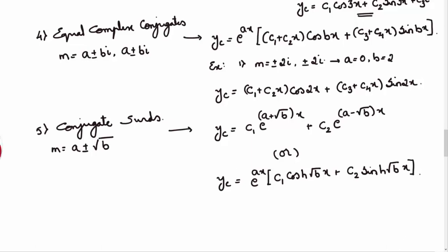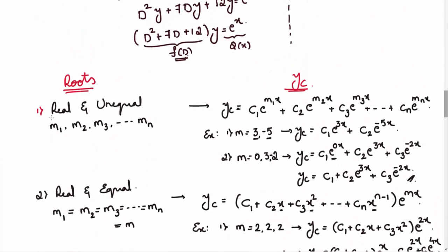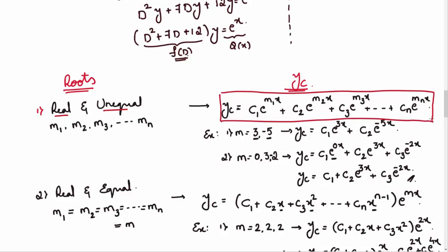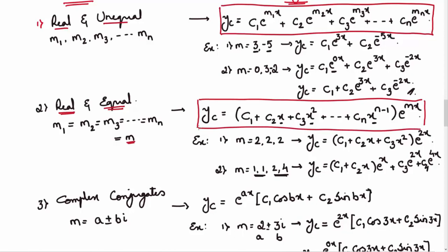Now we have discussed the first method. What is the first method? If the roots are real and unequal, then the value of yc is given by c1 e to the power m1x plus c2 e to the power m2x plus so on plus cn e to the power mnx. Now in the same way, if the roots are real and equal, say all are equal to the number m, then yc is written as c1 plus c2x plus c3x square plus so on plus cnx to the power n minus 1, into e to the power mx.